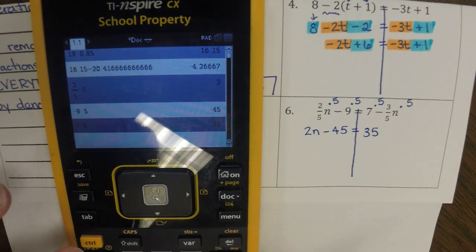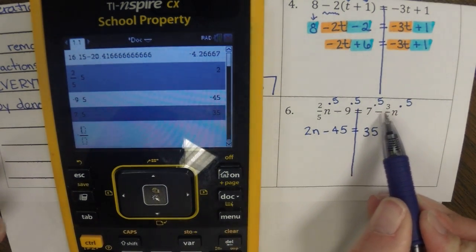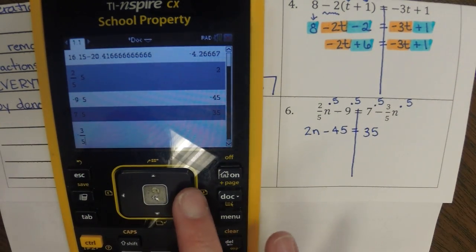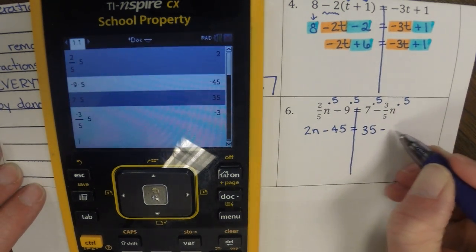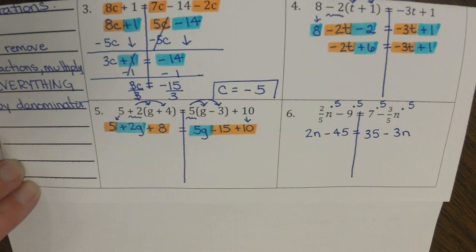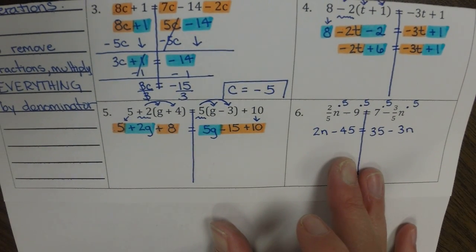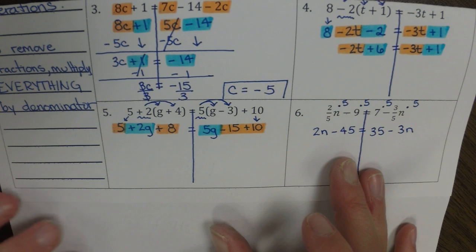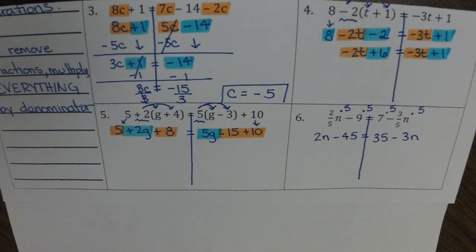And then I have, negative, I forgot, so negative 3 over 5. And then times 5. And I get minus 3n. So from here, it's a normal problem just like we did on number 1 and number 2. So I want you to actually go through and finish that one as well. Remember, if you have any questions, I am in here to help you.